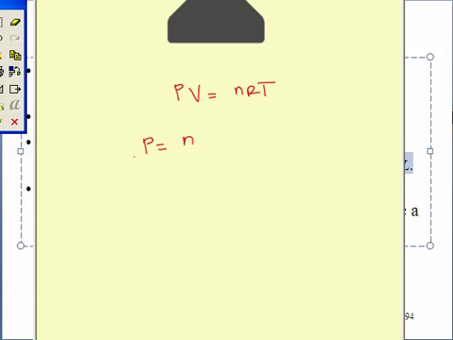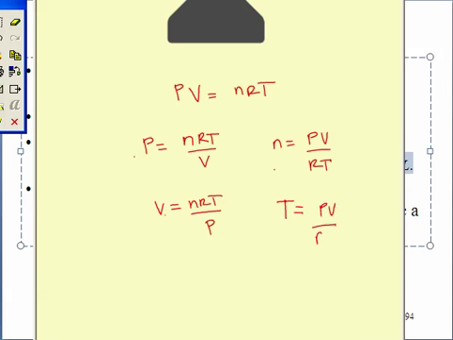If you're solving for pressure, then you're going to use this formula. Pressure is nRT divided by volume. If you're solving for volume, you're going to use nRT divided by pressure. If you are solving for number of moles, it's going to be PV divided by RT. And if you're solving for temperature, it's going to be PV divided by nR, or Rn. I meant to put it nR, but Rn is the same.